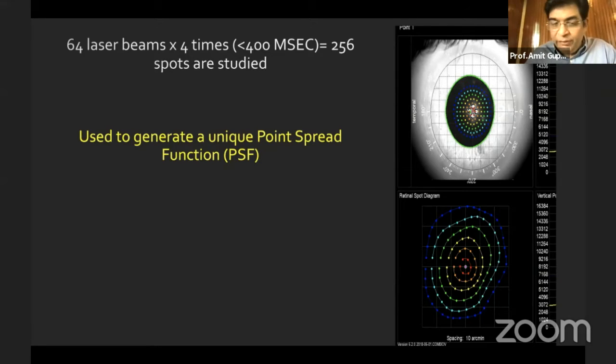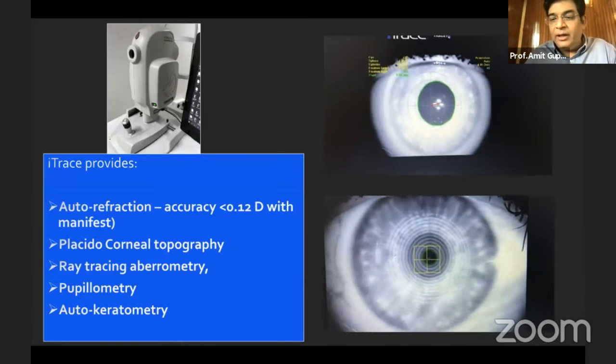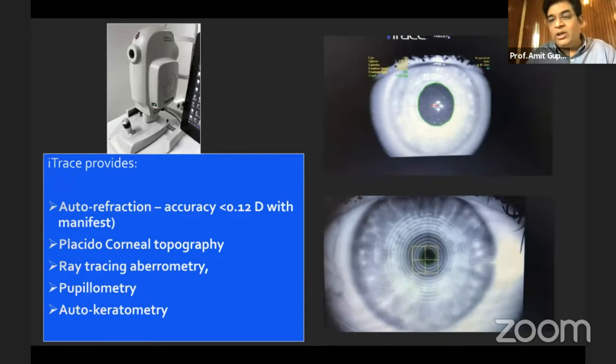And this is used to generate a very unique point spread function. And what happens is that this is then used to generate data for the eye. So these are the two kind of maps.